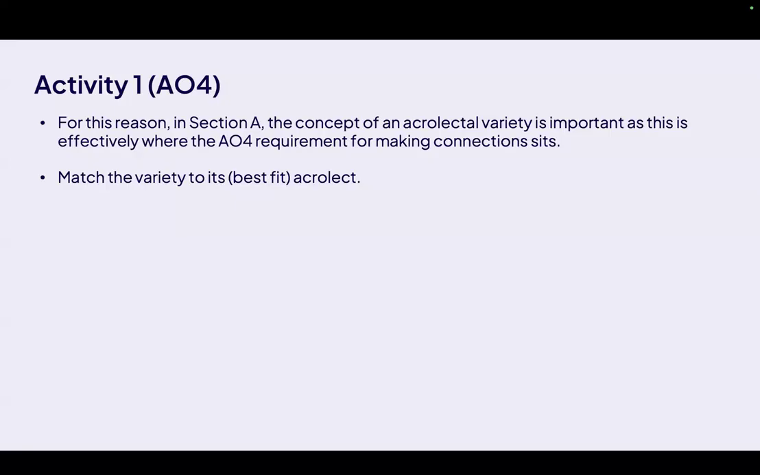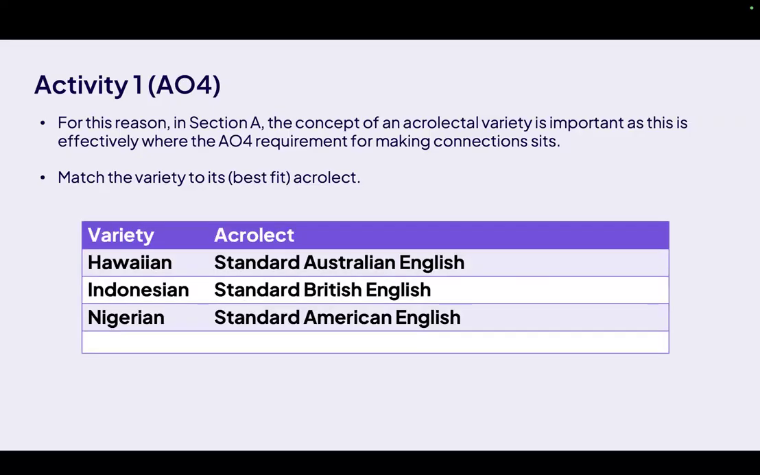Yeah, hello, everybody. So, match the variety. Let's have a look at this. We have Hawaiian, Indonesian, and Nigerian. And then we have three different acrolects, and they're all mixed up, by the way. So we've got standard Australian English, standard British English, and standard American English. Unjumble them and match them according to who you think.